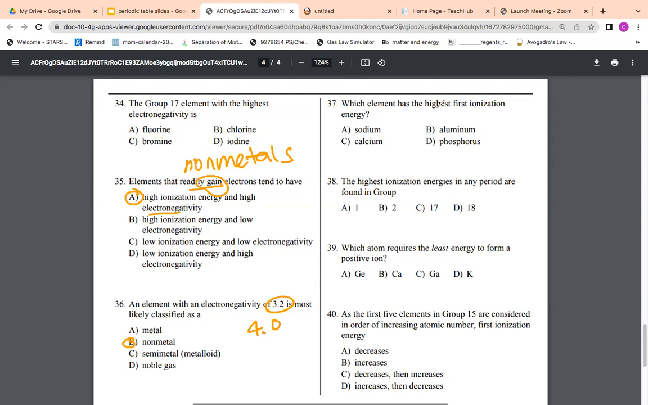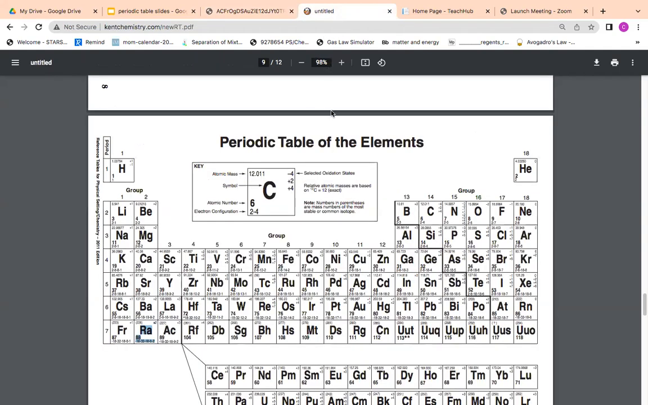All right, 37. Which element has the highest first ionization energy? So we're looking, let me erase this. Let's go to our table. Bear with me, sorry. Okie dokes. So they're asking us to compare these. We're looking at question 37. So which element has the highest first ionization energy? So they're asking us to compare, oh, where's the pen?